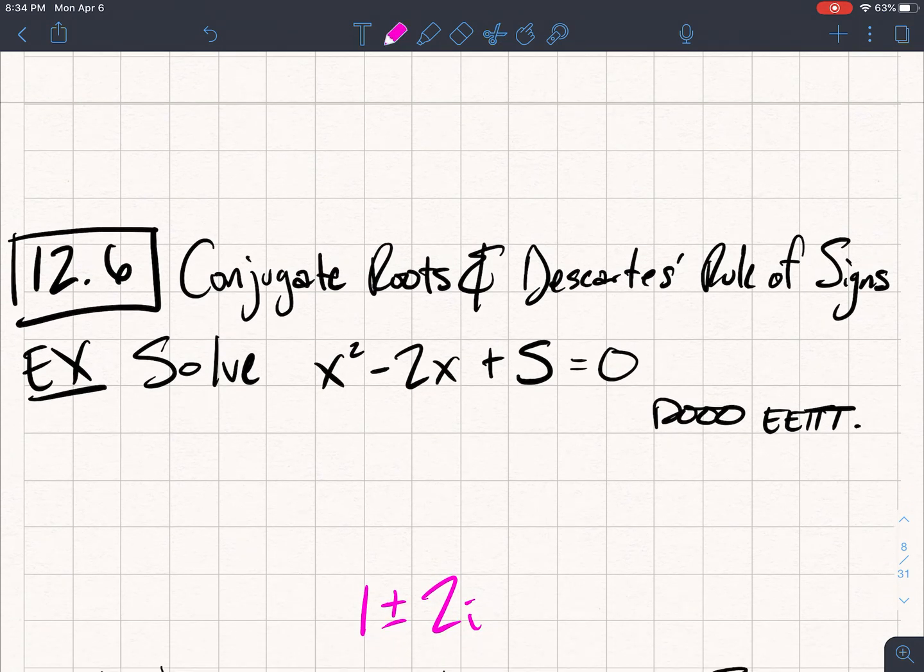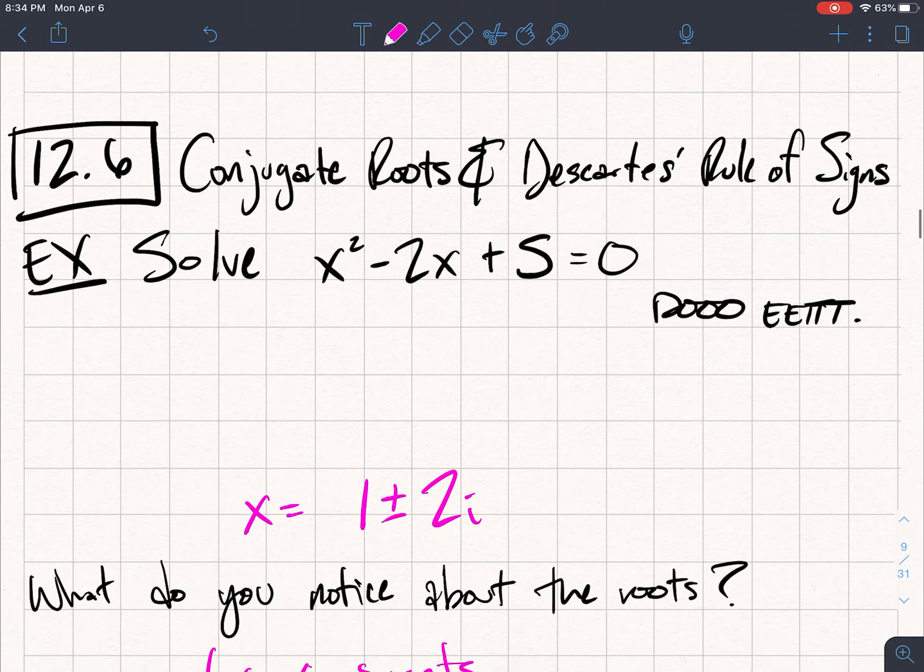Oh, we should say x equals, if we want to be smart. x equals 1 plus or minus 2i. What do you notice about those two roots? If we were in class, you could just tell me, but we're not in class, so I don't know.